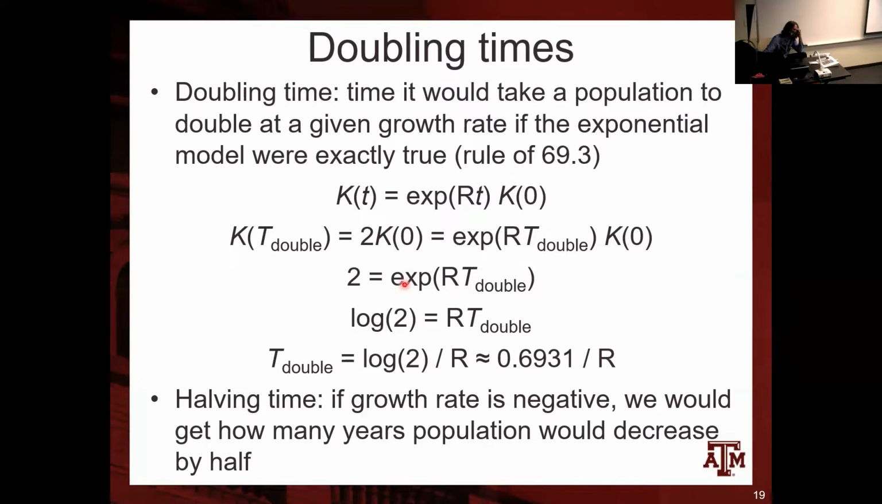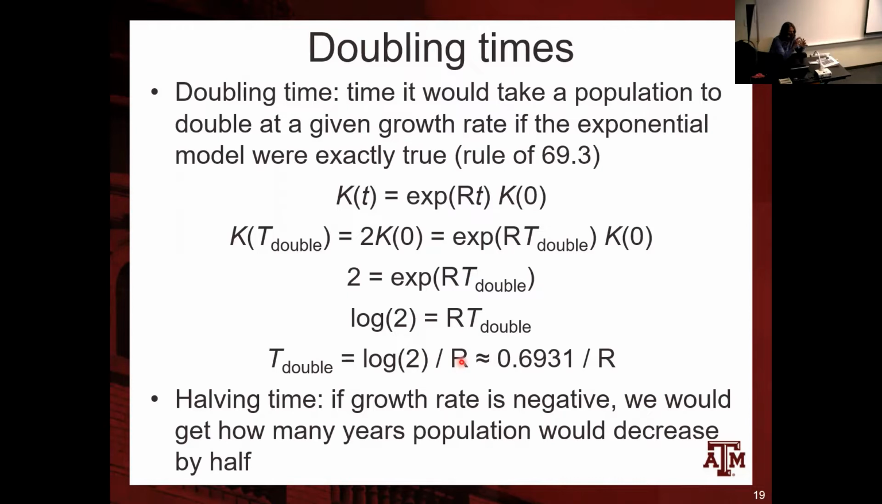And in order to take the exponential out of this equation, we just take the log on both sides of the equation. So we have log of 2 on the left-hand side, and log of this will give us RT. And our question is how many years it is going to take. So we want to isolate T on the left-hand side, by itself on one side of the equation. So we pretty much have to get the R that's multiplying and send it to the other side, dividing. So we're going to have the time to double equals the log of 2 divided by R.